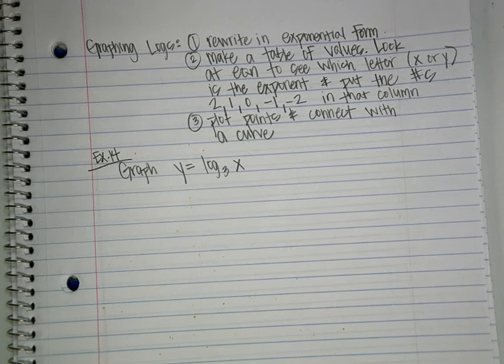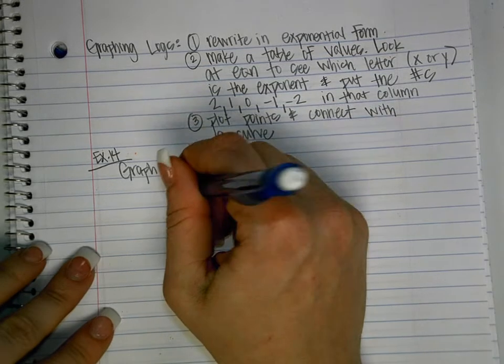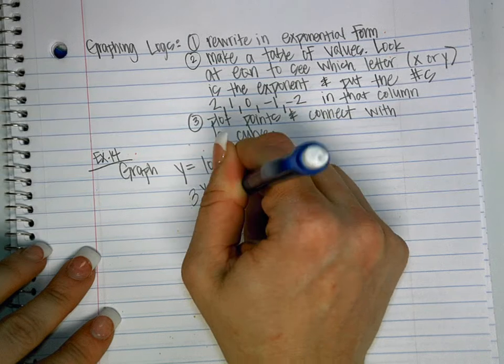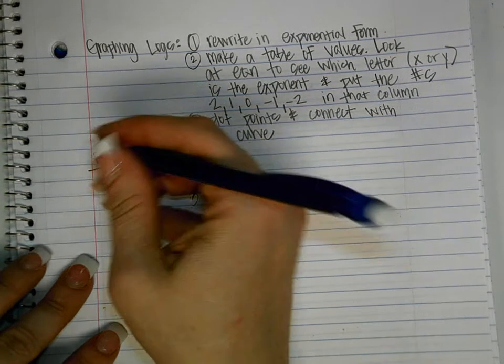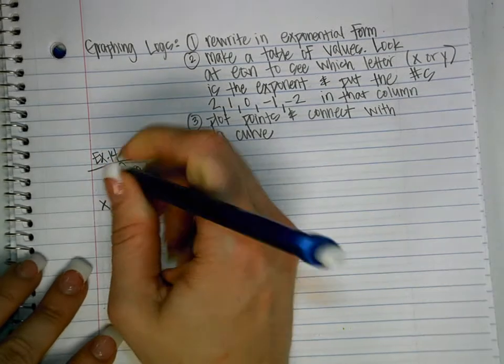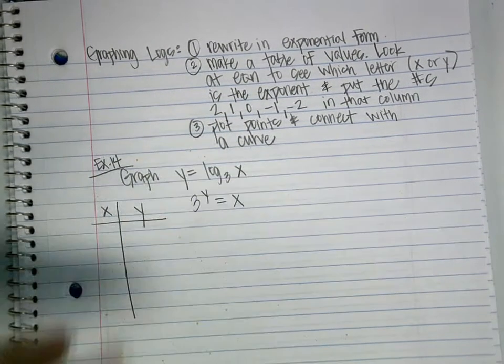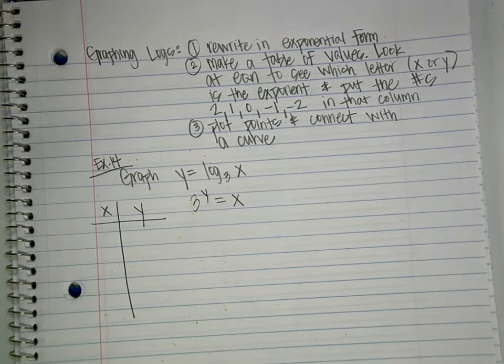First thing we need to do there is rewrite this in exponential notation. So how would you write this in exponential notation? 3 to the y equals x. Now, the reason step 2 is so long is because we know we're going to have to make that xy table. In exponential functions, I told you you always put the numbers 2, 1, 0, -1, and -2 in for the x. It's not quite the same here.